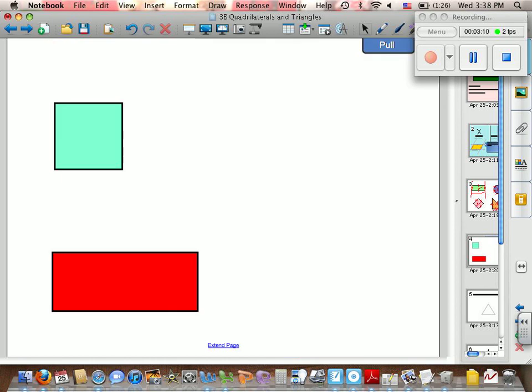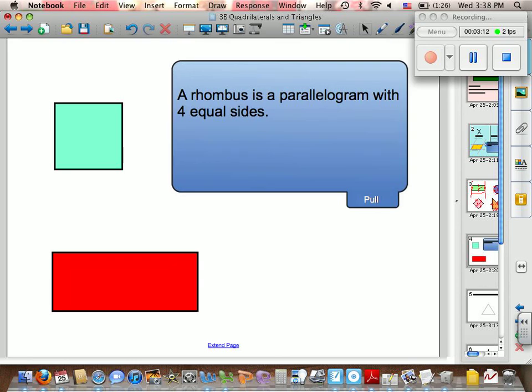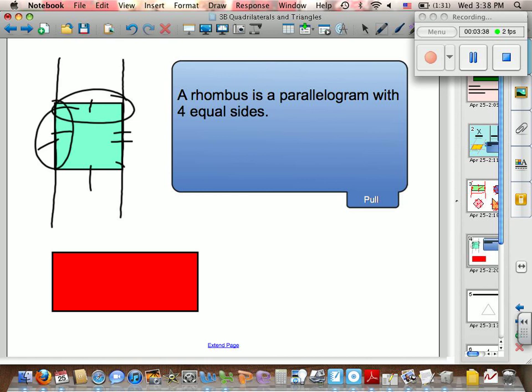Now we are going to talk about a rhombus. A rhombus is a parallelogram with four equal sides. So it has two pairs of lines that are parallel, but the sides are also equal. So these lines are parallel, and these lines are parallel to one another. Just another reminder. And all four of these sides are equal.